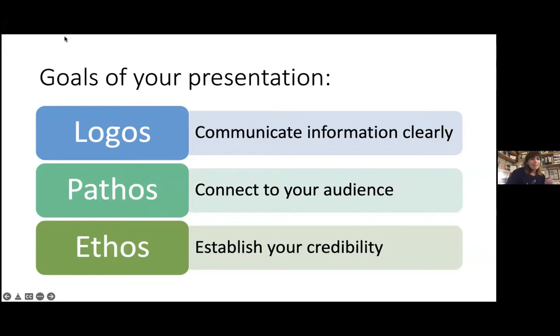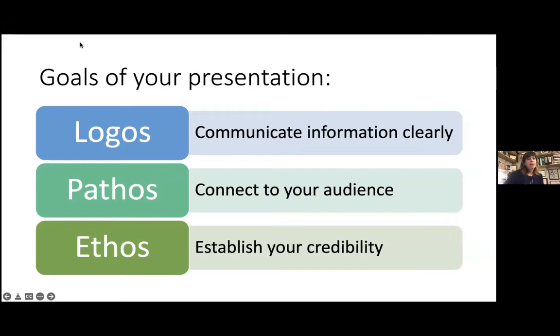So the goals of your presentation then are threefold. You need to be able to use solid logos appeals. And remember, I'll send you these slides, so don't worry about having to copy down all these slides. Your logos goal, your logical goal, is to find ways to communicate your information in ways that are clear. So this is really where you lay out, this is what my project, this is what my presentation is all about. You have that clear flow to your argument.